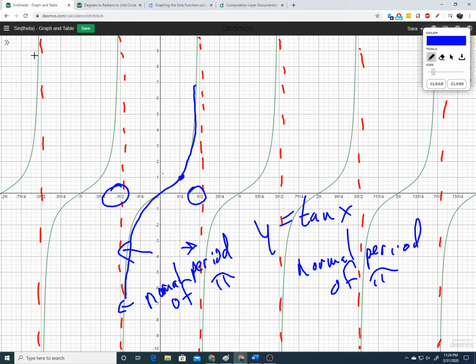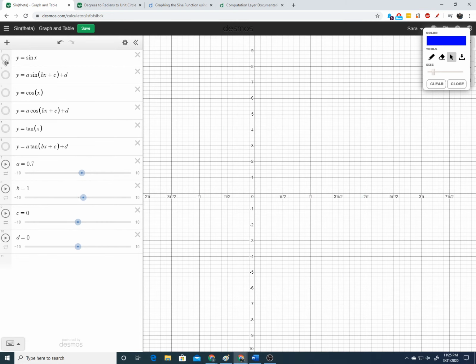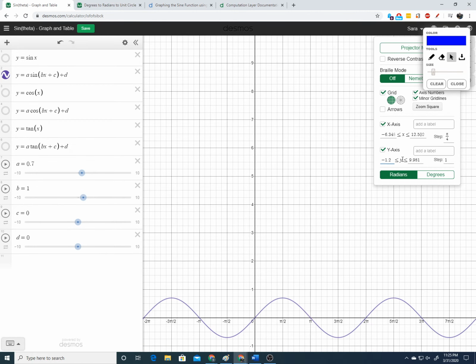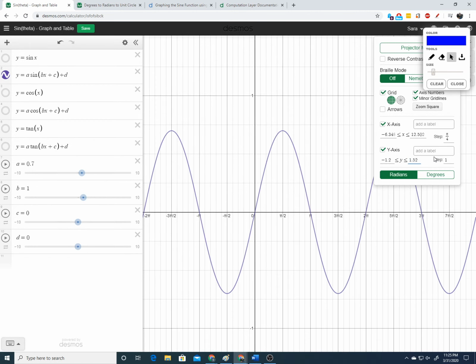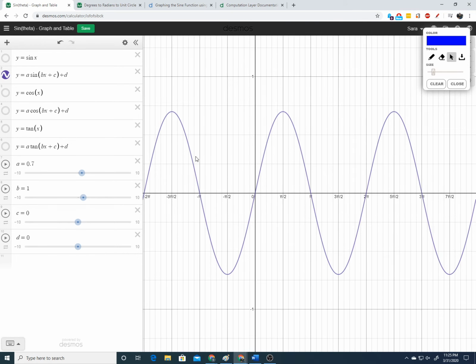Alright, so what I want to focus on right now is, I just want to show you how the pieces work. I'm going to go back to the sine function right now. Let's do the one with the transformation in it. Yeah, let's do this one. I'm going to change my y's back because I don't need to go that far. I'm going to say like negative 1.2 and 1.2, or 1.52, that works too, just so I have a better view of what's happening with the graph.